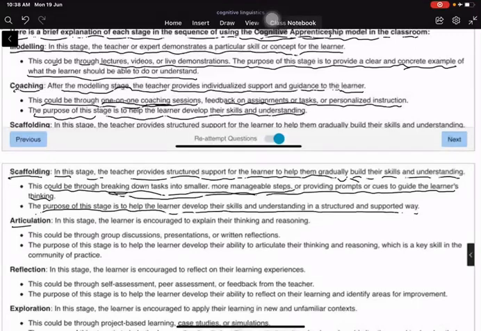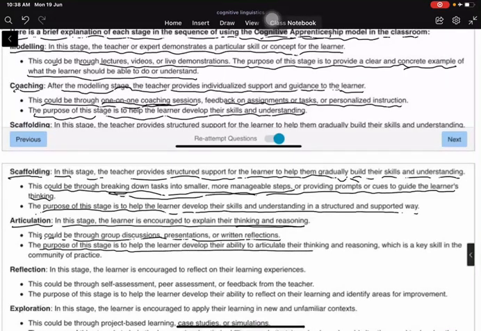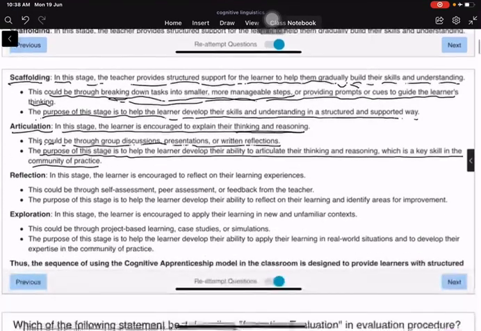way. Articulation now. In this stage, the learner is encouraged to explain their thinking and reasoning. So basically, talking back what you have learned. Now, this could be through group discussions, presentations, or written reflections. The purpose of this stage is to help the learner develop their ability to articulate their thinking and reasoning, which is the key skill in community of practice.